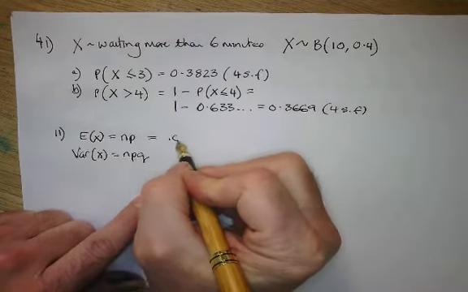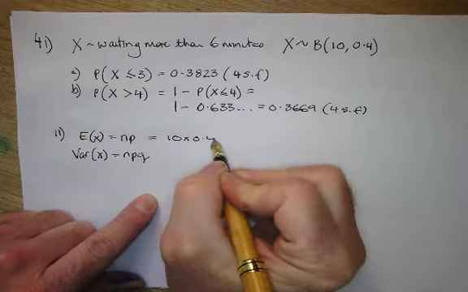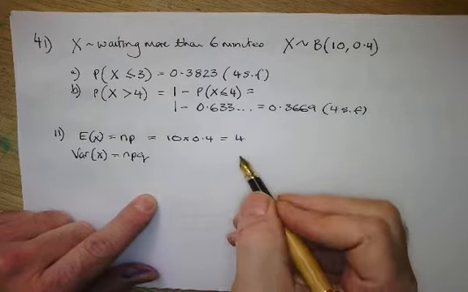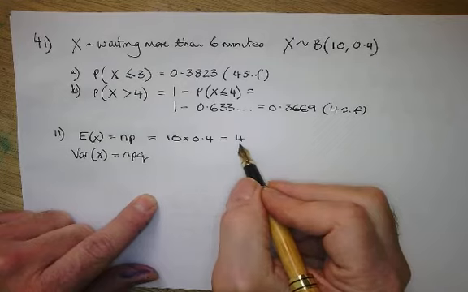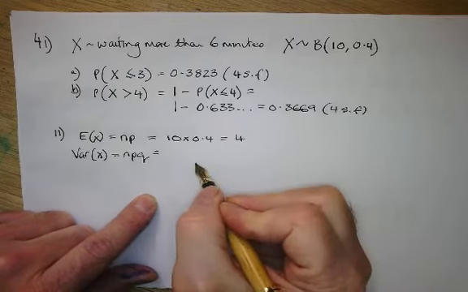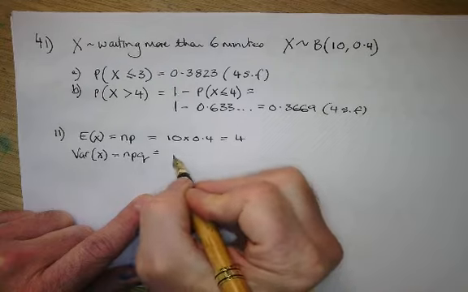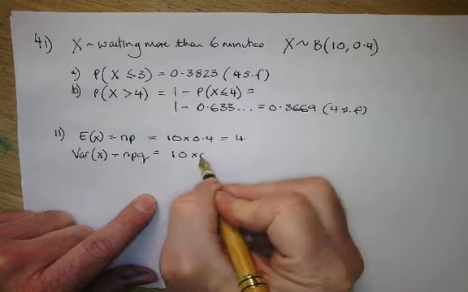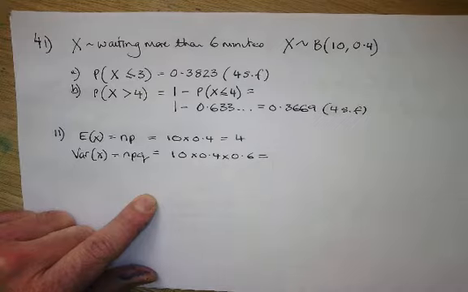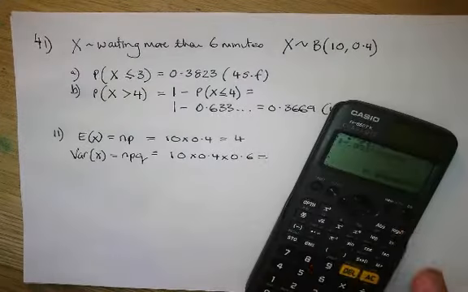So the mean value, the expected value, is simply going to be 10 times 0.4, and that makes sense. We're expecting 4 times out of every 10. That's our mean value, and it wants our standard deviation. So if I work out first of all the variance, I then just have to square root that.